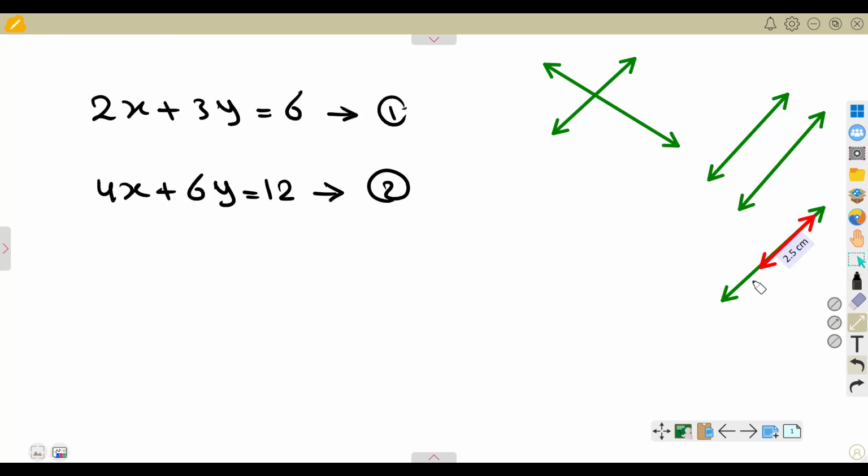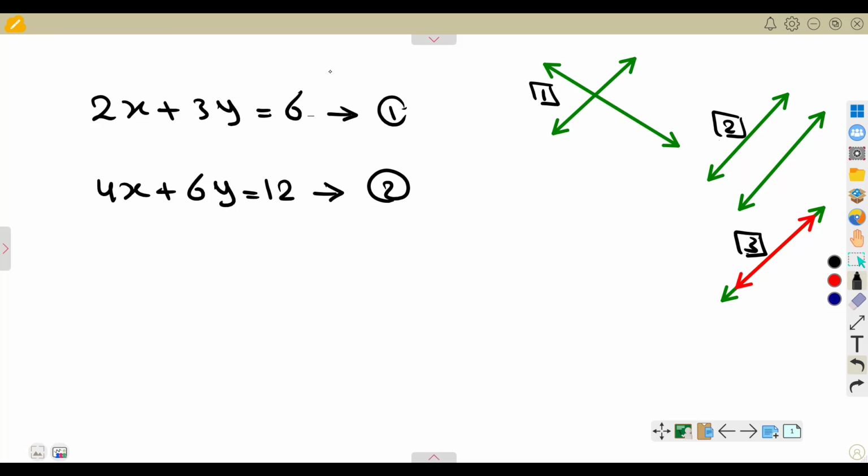To determine the relation between the two lines, I must make sure that the two equations are in the simplest form. Is the first one in the simplest form or not? No. Why no? Because is there any common factor between x and y and the absolute term?